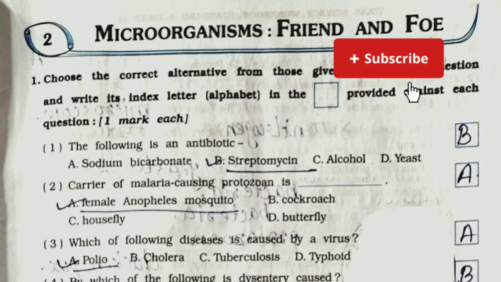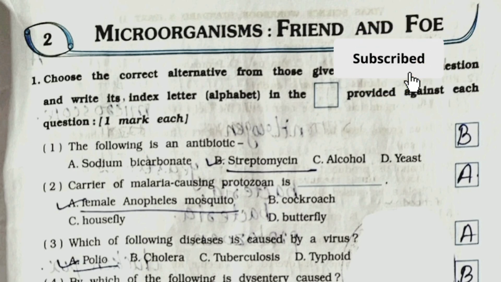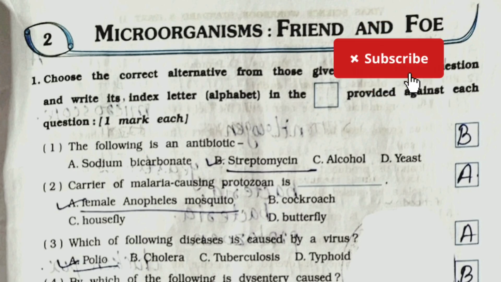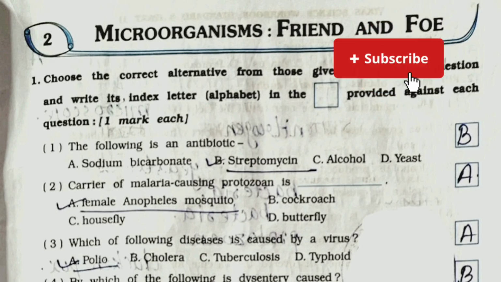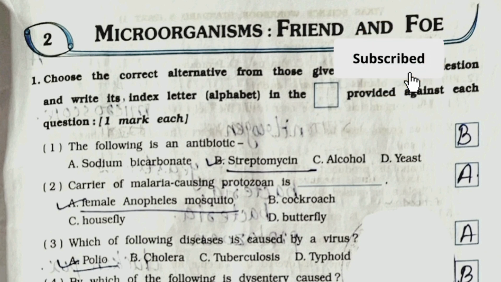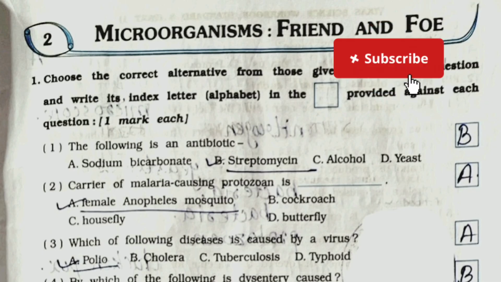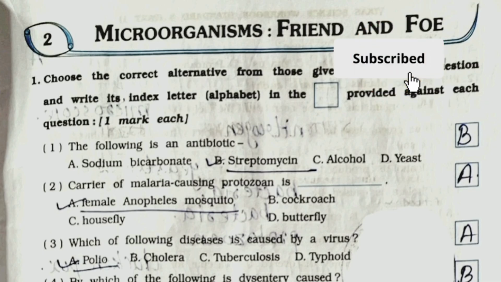So we'll be starting with question number 1, that is MCQs. First one, the following is an antibiotic. So the answer is option number B, streptomycin. Second, carrier of malaria causing protozoa is option number A, female Anopheles mosquito. Third, which of following diseases is caused by a virus? So the answer is option number A, polio.